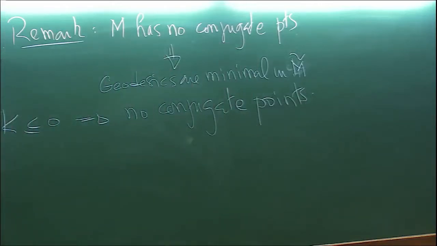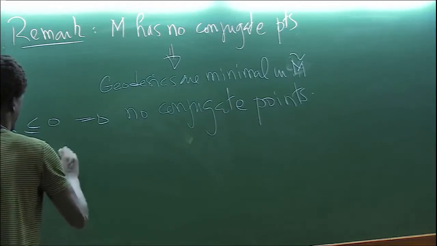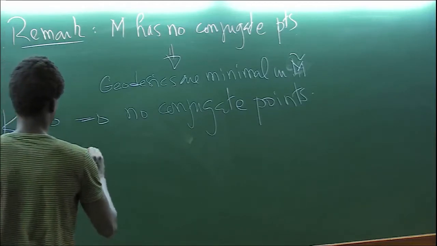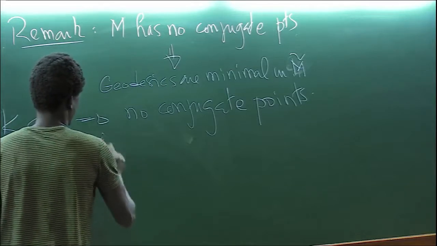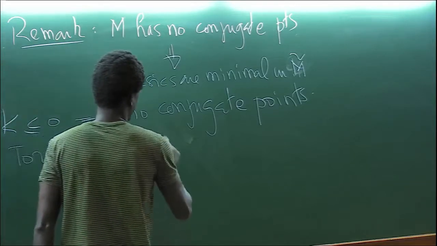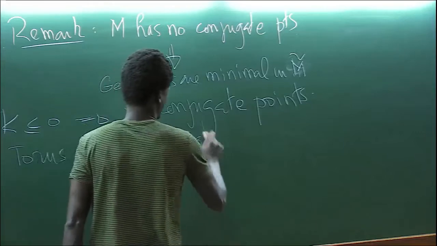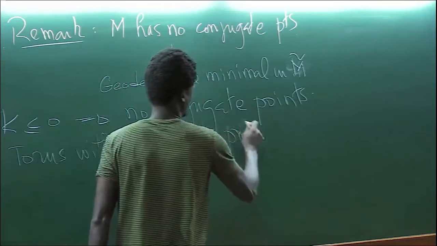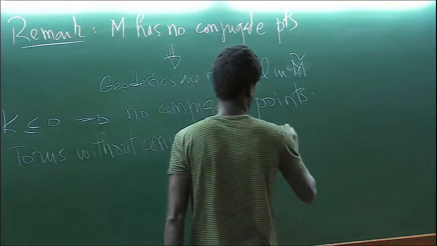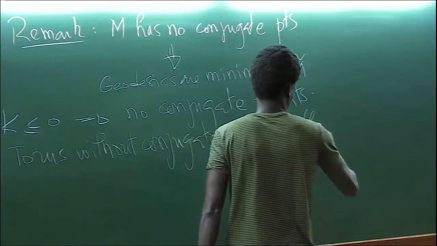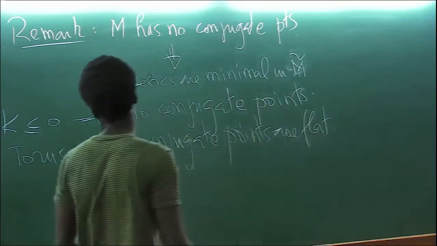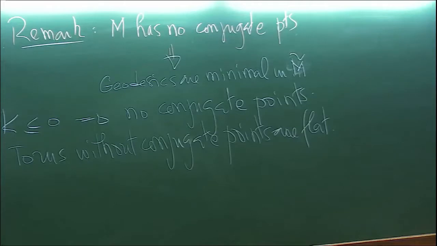And also there is this well-known result first by Hopf: in the two-dimensional torus, metrics without conjugate points are flat. Like if you consider a torus without conjugate points, you can really prove that the Gauss curvature is zero, like the metric is flat.